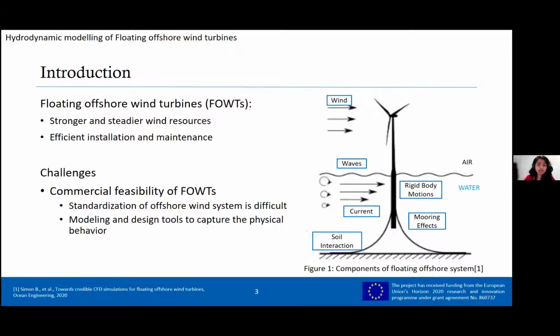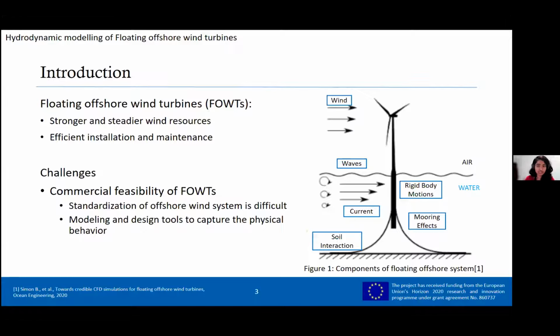One way to reduce the cost is to optimize and standardize the design of the offshore structure so that these can be mass manufactured without considering the site conditions. But the system becomes extremely complex to standardize because of the complexity in the motion of the platform, which is also subjected to the waves and current. It also involves mooring effects and soil interactions at the seabed, in addition to the rotor aerodynamics. Therefore, the modeling and design tools to capture the physical behavior of the system are extremely important.